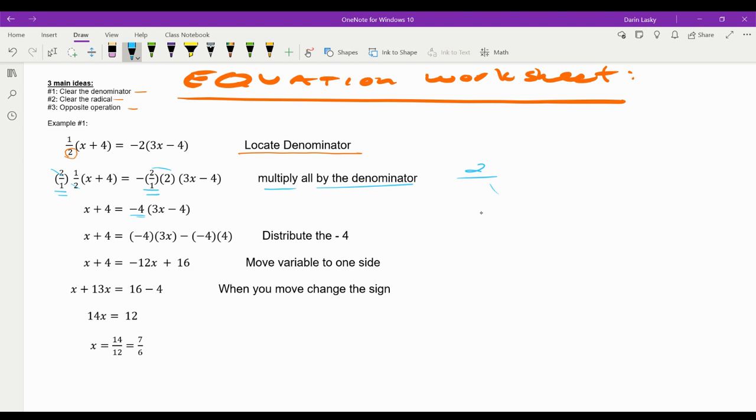I'm sorry, not all of it. All the fractions are gone. So if we take all the fractions away, we're left with x plus 4, because there's just a 1 out in front, and then we're left with negative 4 in front.